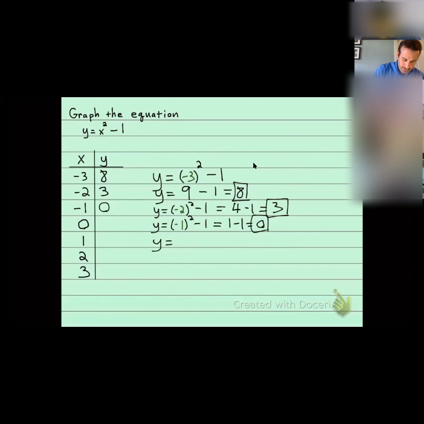Y equals x squared minus 1. Okay, and I know you're thinking, do I really have to write all this down? You know, it only takes a little bit of time to write it down, and that way you get to see what you did. 0 squared minus 1 is 0 minus 1. 0 minus 1 is a -1.